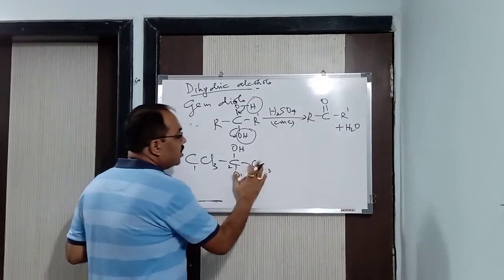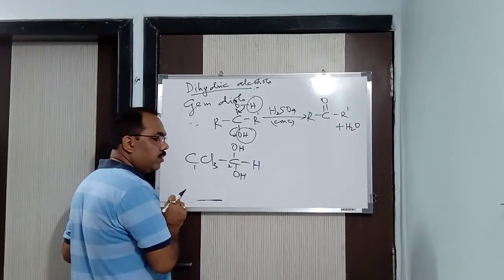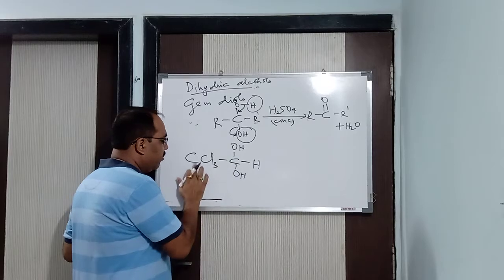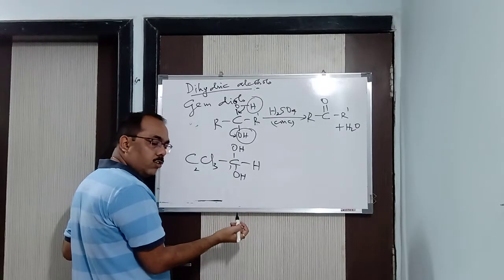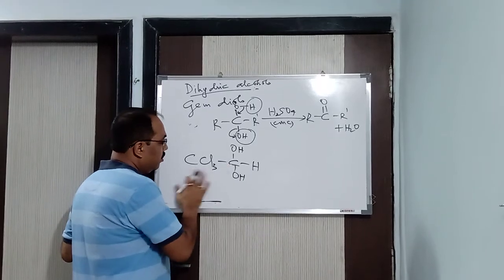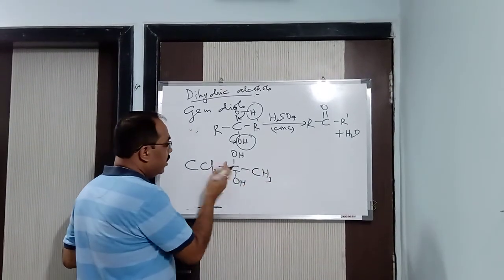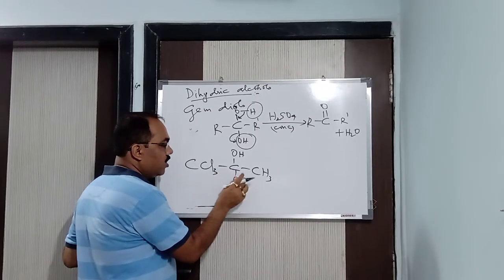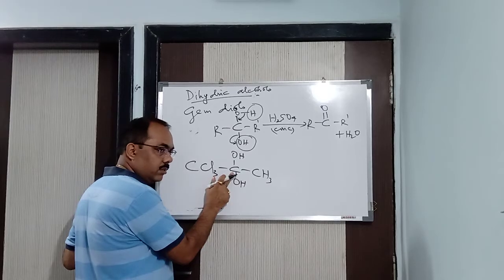Now suppose hydrogen will be there. In that case, what will happen? We will count from here, because I have to give the lowest number to the functional group. Of course, you know all these things, but still I am telling you. So here there is no other choice for me. I can do counting from here or from here. I cannot do it from the middle, isn't it?